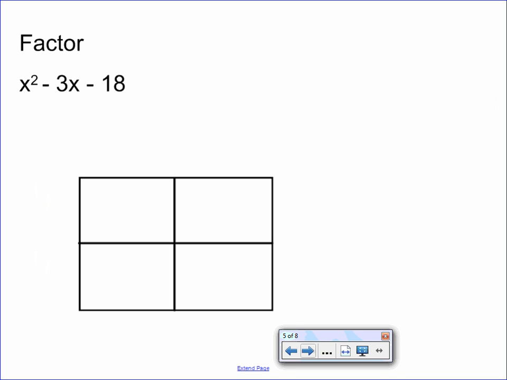Okay, let's look at another one. Now I've got different signs. And last week we worked on these signs a little bit. We talked about them. Let's just get it started here. I know that these two pieces go there. I know that this is an x. I know that this is an x.